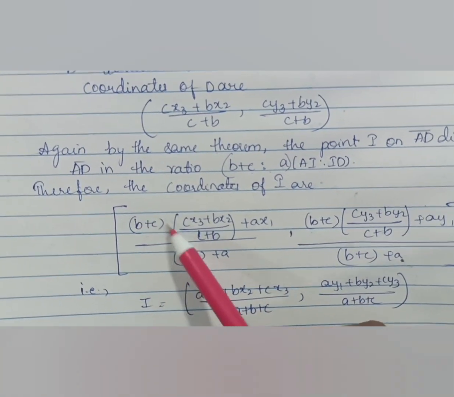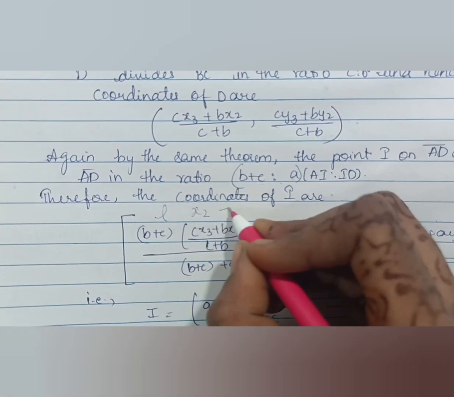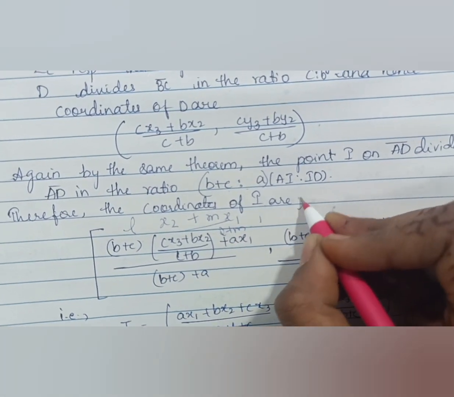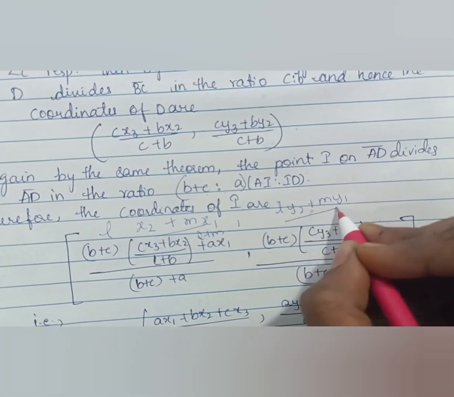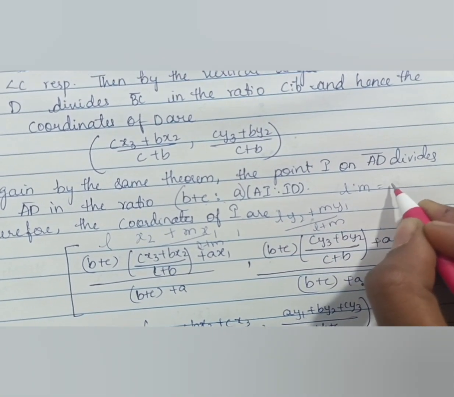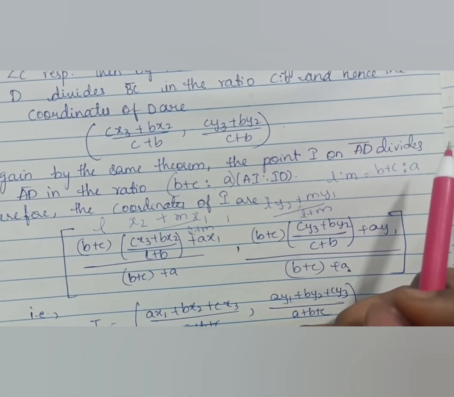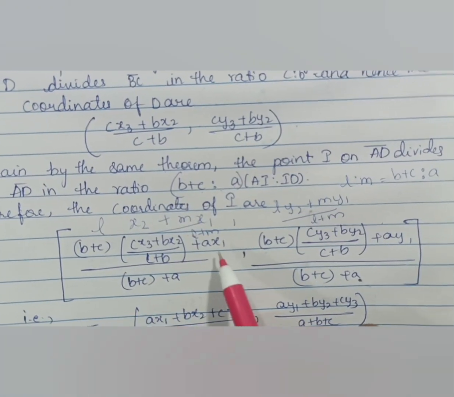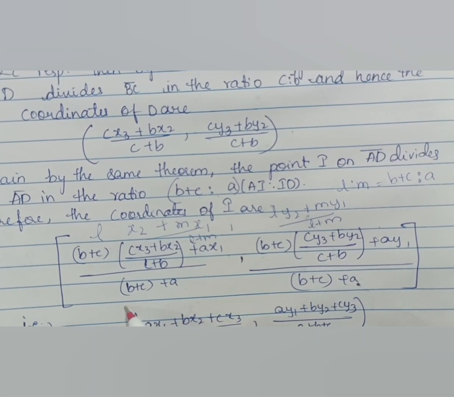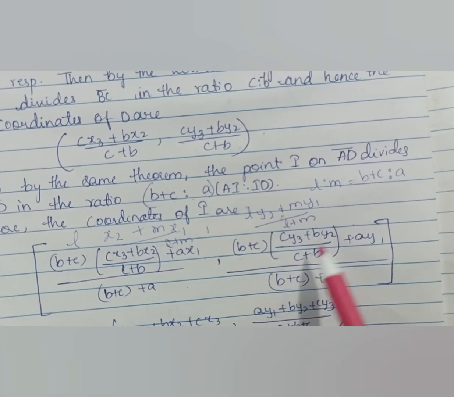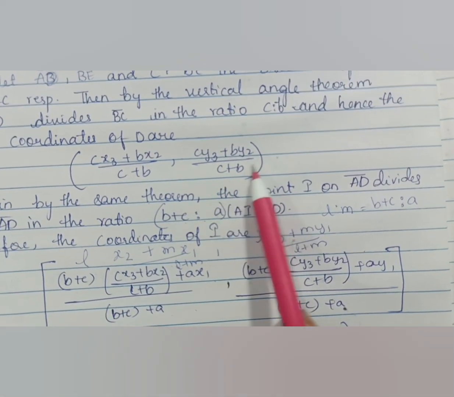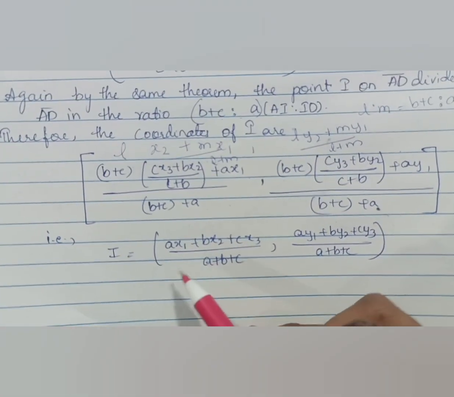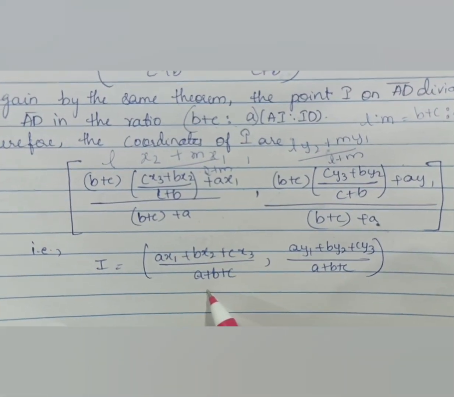So, b plus c is L and a is M: (L x2 plus M x1) by (L plus M), comma, (L y2 plus M y1) by (L plus M). What is L is to M? b plus c is to a, right? In place of L we write b plus c, and in place of x2 we write the x2 value, (c x3 plus b x2) by (c plus b), and plus a x1, divided by b plus c plus a. In the same way, b plus c into y2, what is the y2 value? (c y3 plus b y2) by (c plus b), and plus a y1 by b plus c plus a. Okay, so if we simplify this, we'll get the I value as this.